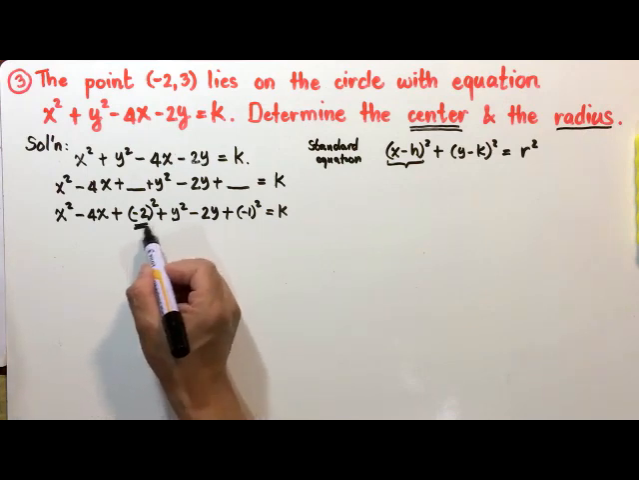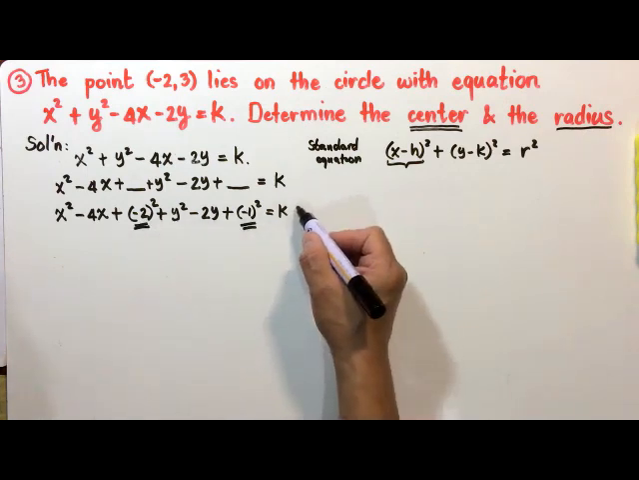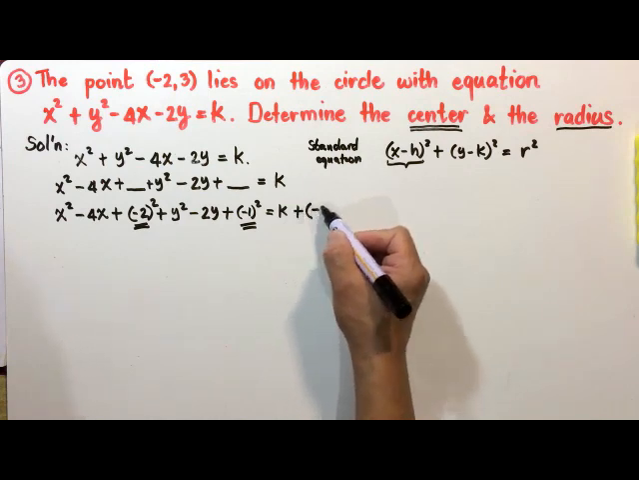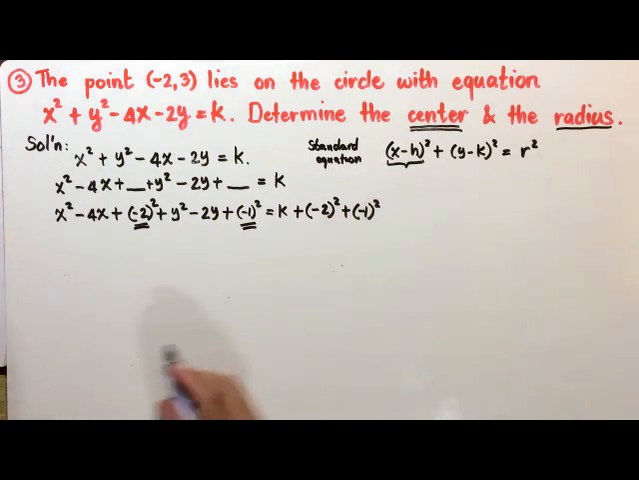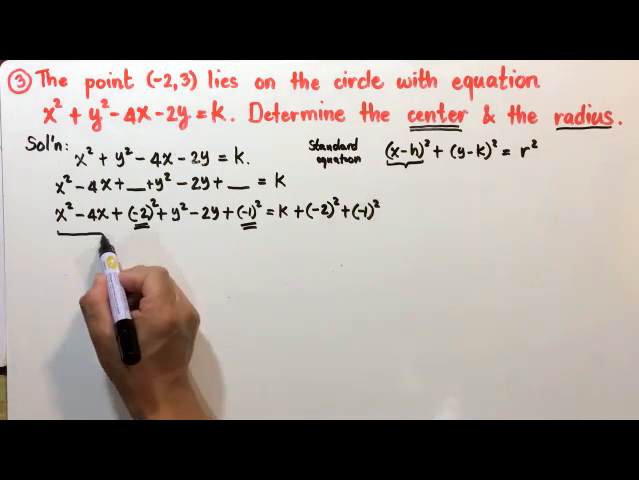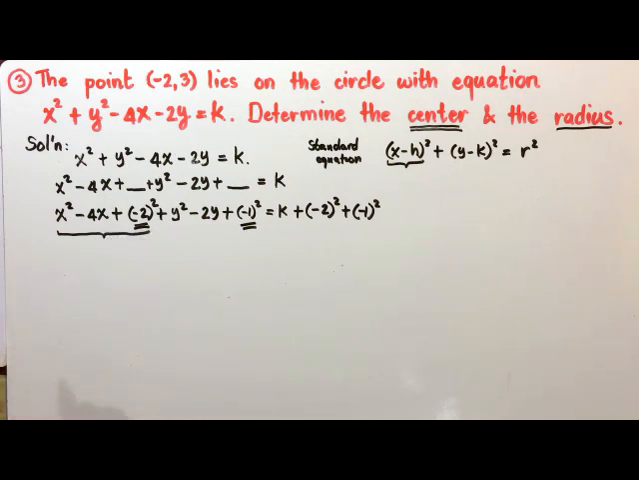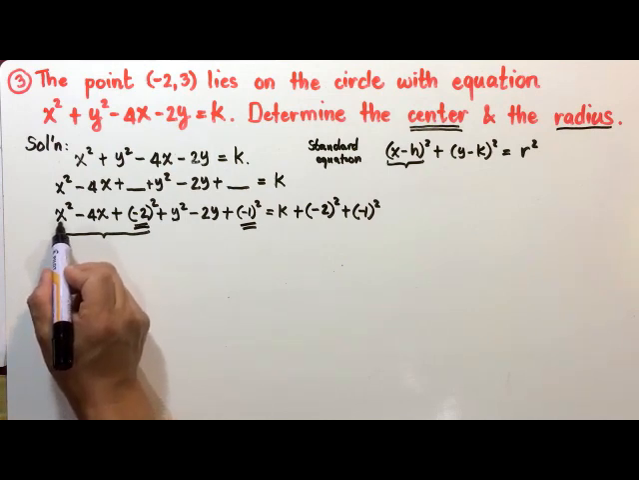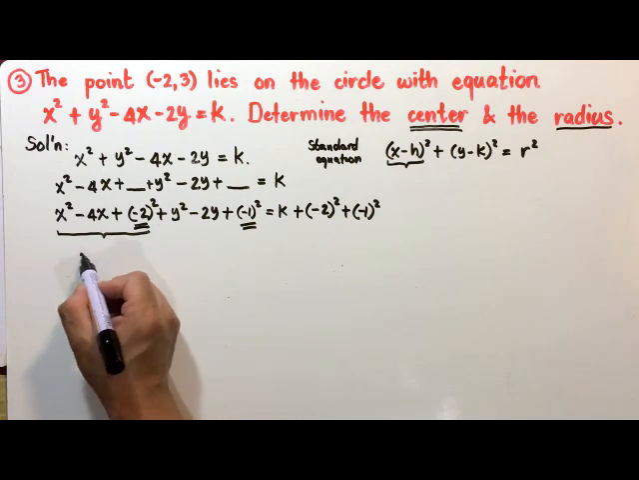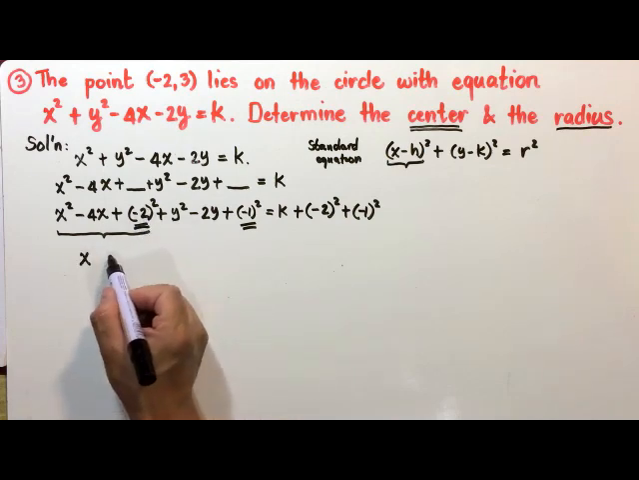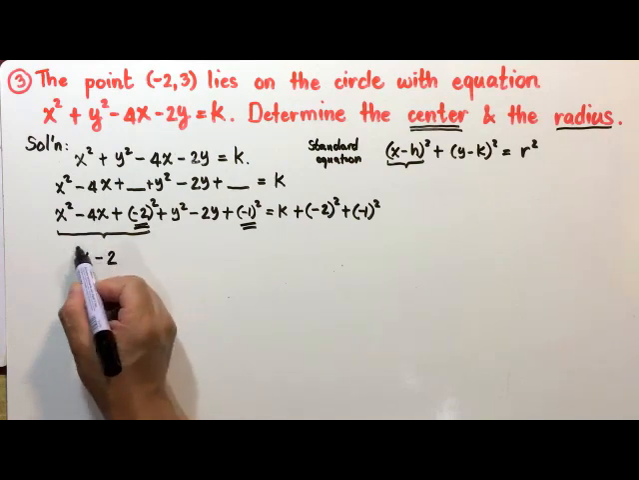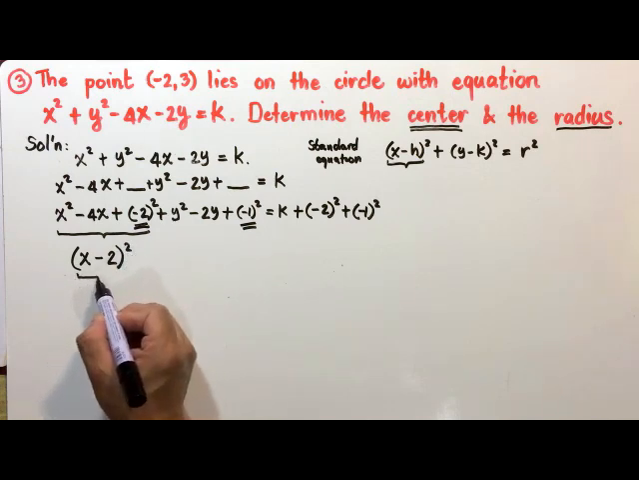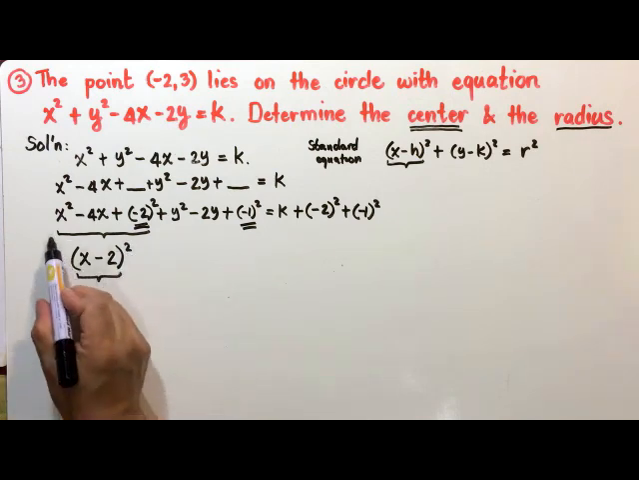But I added these two numbers at the left. So to make it balance, I will also add the same numbers at the right. There. So next, I can rewrite this trinomial as a square of the binomial. How will I do it? I get the root of x squared, which is x. I get the root of this one, which is 2, but I get the sign of the middle term, quantity squared. And you can check that this one is just equal to that.